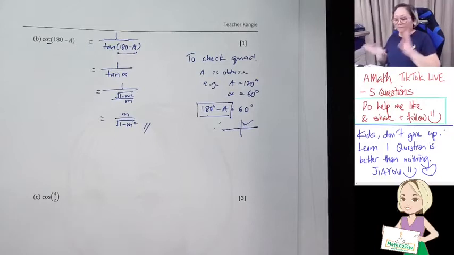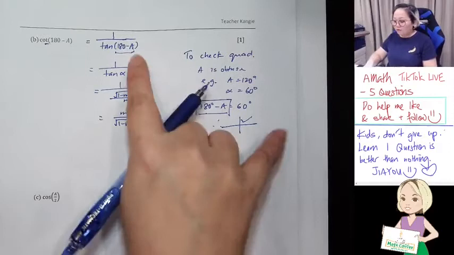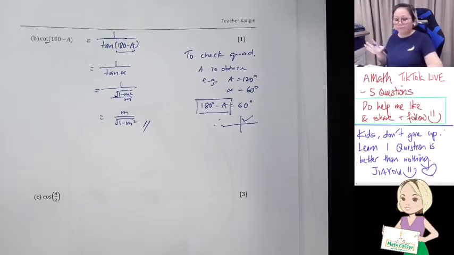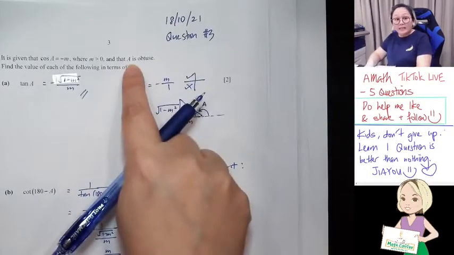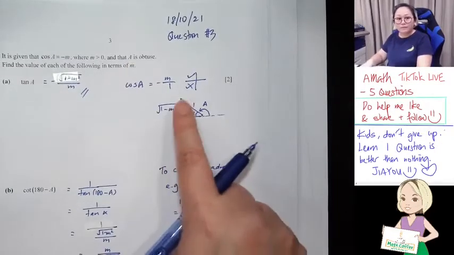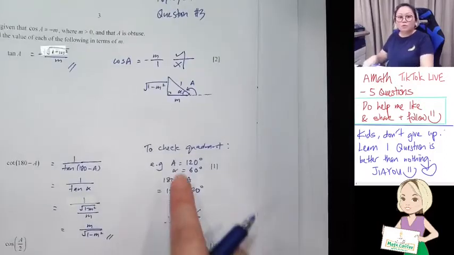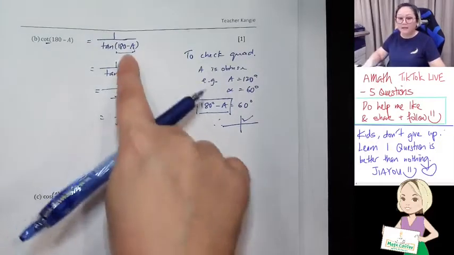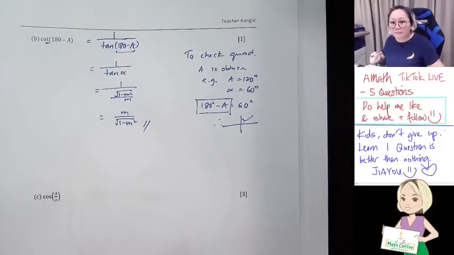So this is tricky, kids. Okay, let me repeat. This question is not so straightforward. Why? Because A wasn't acute. A is obtuse. Remember? In this question, my A in the first place is an angle in the second quadrant. So, since it's in the second quadrant, I will have to check what 180 minus A is. 180 minus A is acute, as A is obtuse.